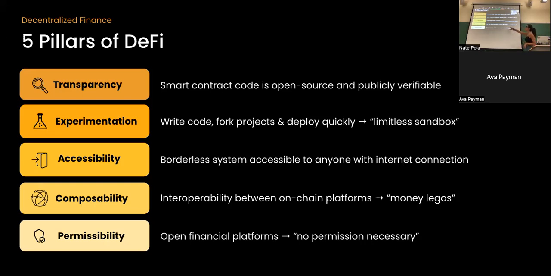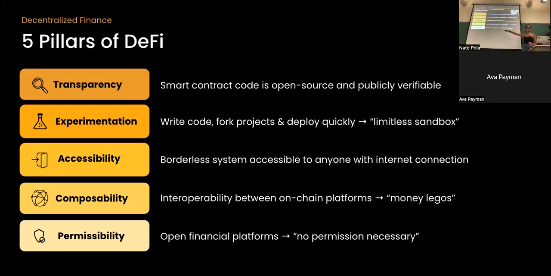Composability: interoperability between on-chain platforms, money Legos. I don't expect anyone in this room to know what that means. Interoperability between on-chain platforms, what's that mean? It's basically saying that blockchains are typically very siloed. If you have money stored on one blockchain and money stored on another, like Bitcoin and Ethereum, these are two separate blockchains, two separate databases. It's very difficult to transfer money from one to another. So a huge part of DeFi is thinking about creative ways to transfer money between two blockchains, and that's called interoperability, when two blockchains are able to operate within each other.